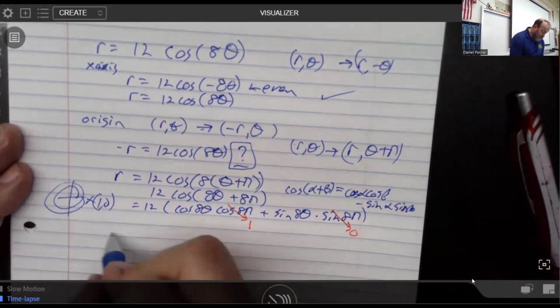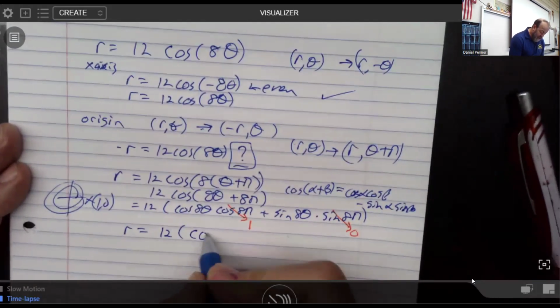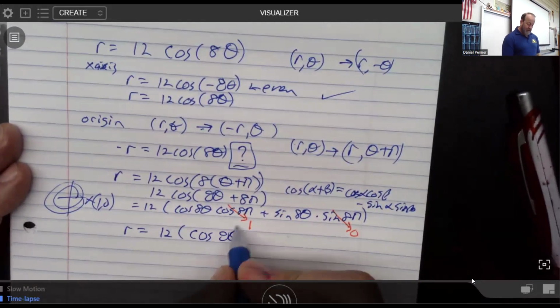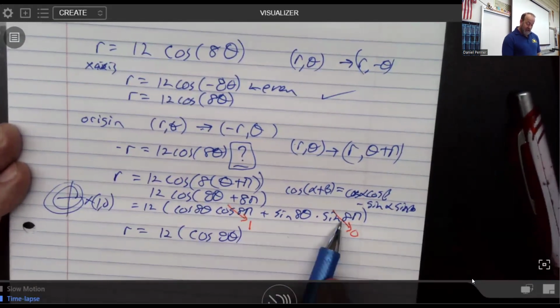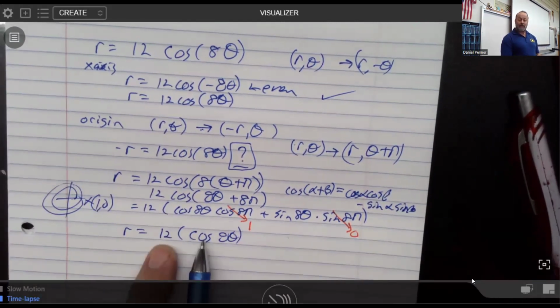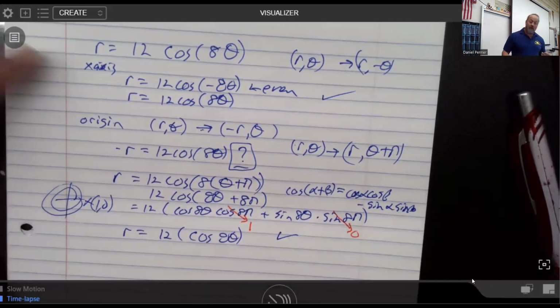And so all told, what I end up with is r equals 12. I get the cosine of 8 theta times 1 plus sine of 8 theta times 0, which means it's gone. And so this is all that I have left, which is actually the original problem. So interestingly enough, it then passed the origin test.